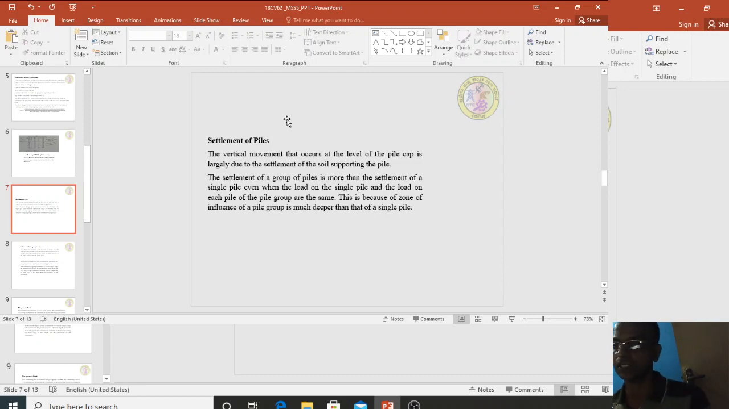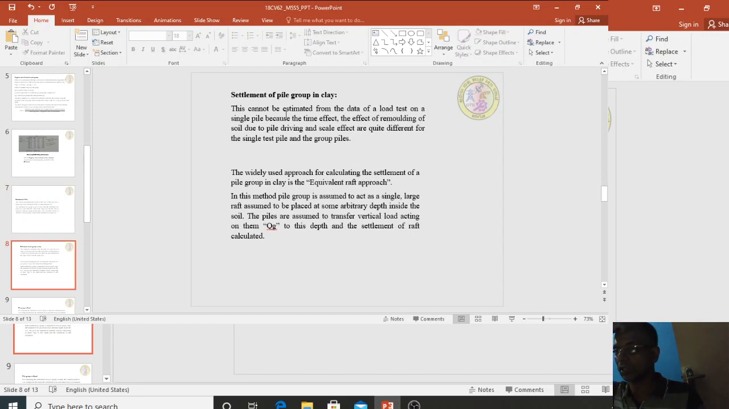Settlement of piles: the vertical movement that occurs at the level of the pile cap is largely due to the settlement of the soil surrounding the pile. The settlement of a pile group is more than the settlement of a single pile, even when the load on a single pile and the load on each pile of a pile group are the same. This is because the zone of influence of a pile group is much deeper than that of a single pile.